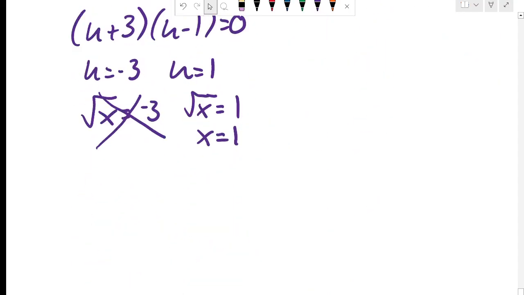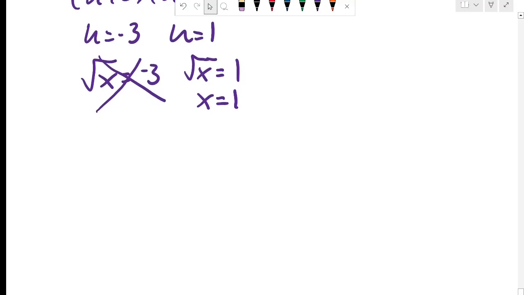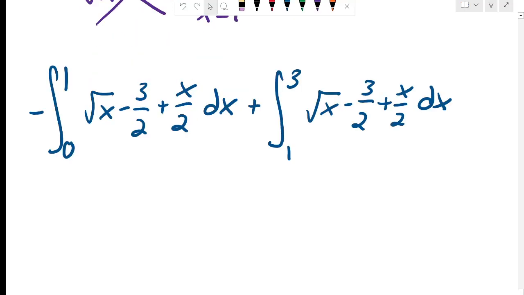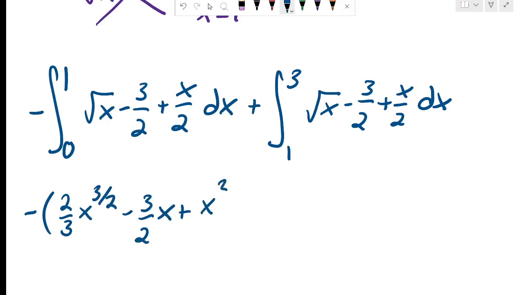So I'll go ahead and copy everything down here. Okay, so this is what we should end up with. For the negative part, I just pulled it on the outside of the integral here, just to make it a little bit easier. Okay. So then we just go ahead and do the integral. Okay, so it's not going to be a particularly nice one, but that's okay. So 2/3 x to the 3/2 minus 3/2 x plus x squared over 4. And that's going from x equals 0 to x equals 1.